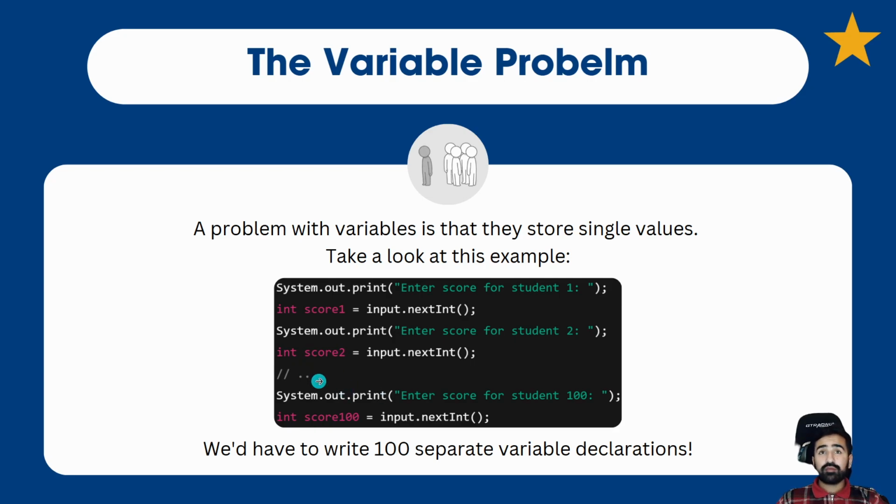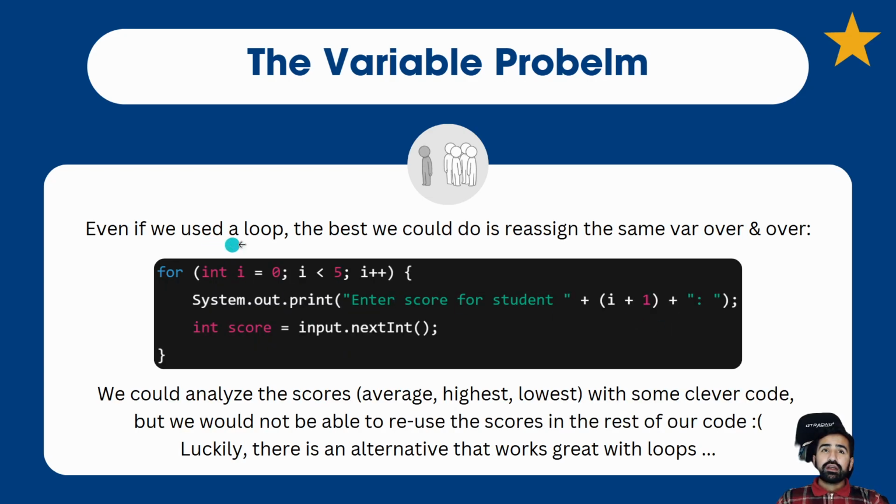This would take a long time, would definitely not follow our principle of not repeating yourself. That would look terrible as a programmer. So again, we could use a loop, right? But we would have to reassign the same variable over and over. Again, you can't bake the value of i into the variable name. That's not possible. So you could recycle score, right, and reassign it over and over. That is possible with a loop.